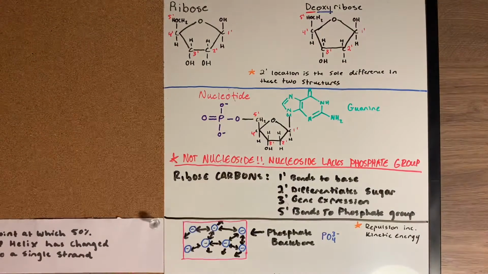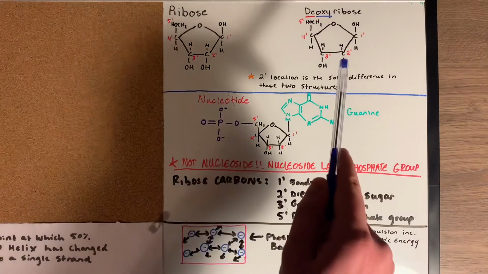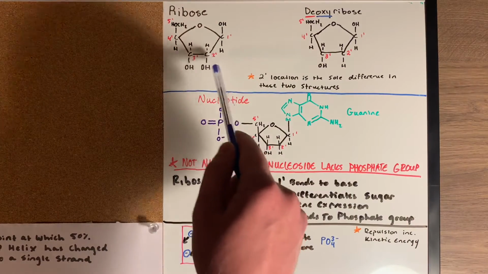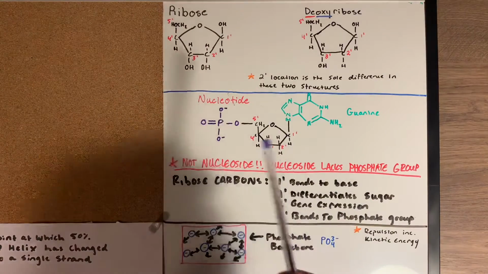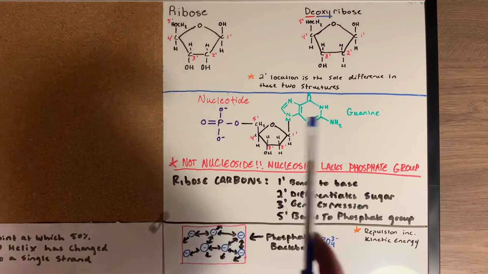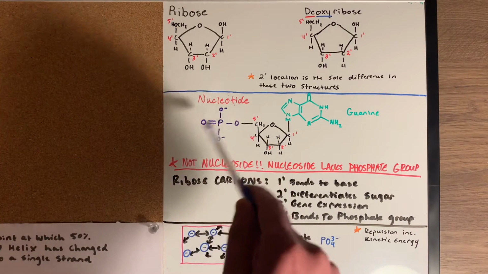So we have ribose and deoxyribose. They look exactly the same, except at the 2' location, deoxyribose doesn't have an oxygen, which is the main differentiator between the two. Next thing we're going to look at is our nucleotide. We have our phosphate group, our nitrogenous base, and our sugar. This is not a nucleoside, because a nucleoside would not have this phosphate group.